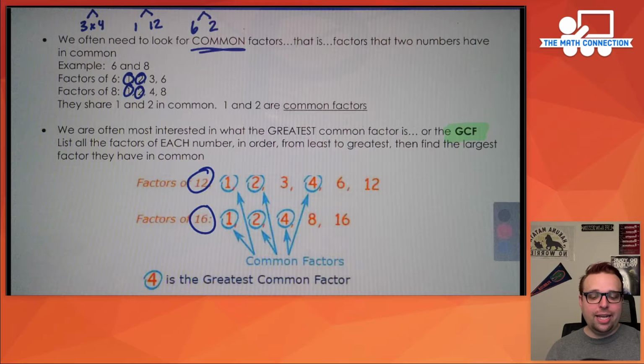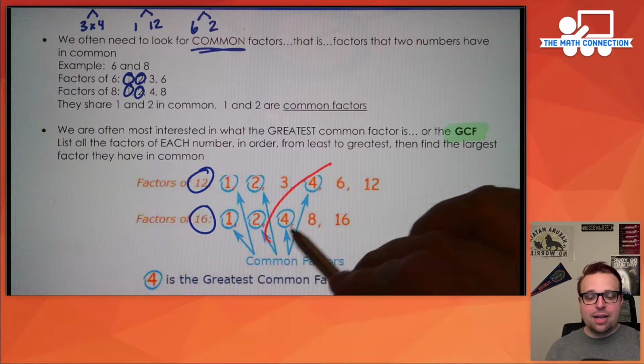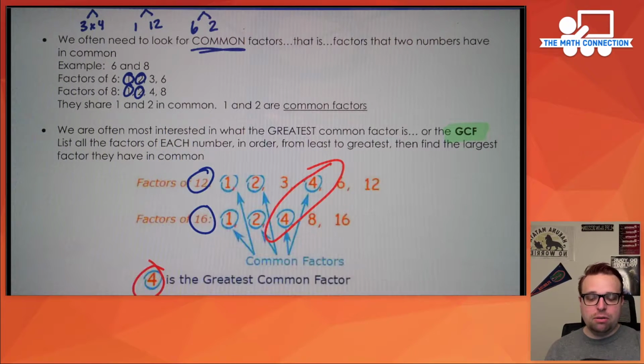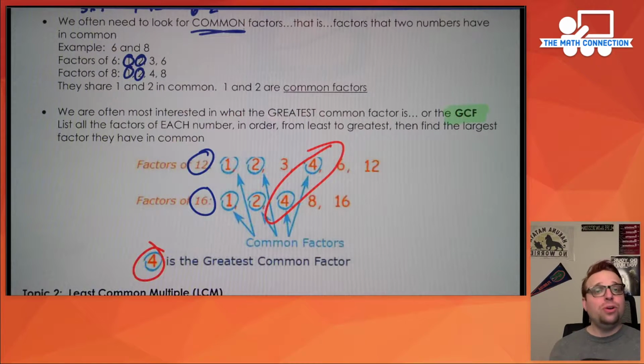Don't forget what it means. So the greatest common factor here would be 4, okay? And that, ladies and gentlemen, is all there is to it when it comes to finding greatest common factor.